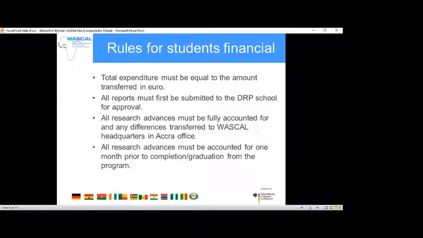I think this is clear. If you have balance, perhaps you are given 1,000 euro and you spend 800 euros, the balance of 200 euro will be transferred to the headquarters, to Accra. All research advances must be accounted for 1 month prior to completion or graduation from the program. Before you graduate, 1 month to the day of graduation or completing your program, all your expenses must have been retired, so that if there are any differences, we'll be able to resolve it before the passing out.